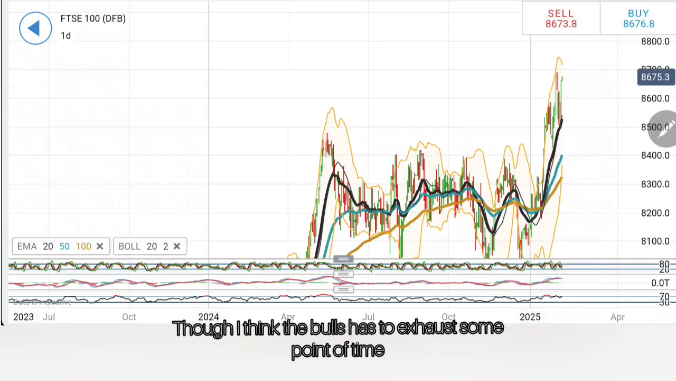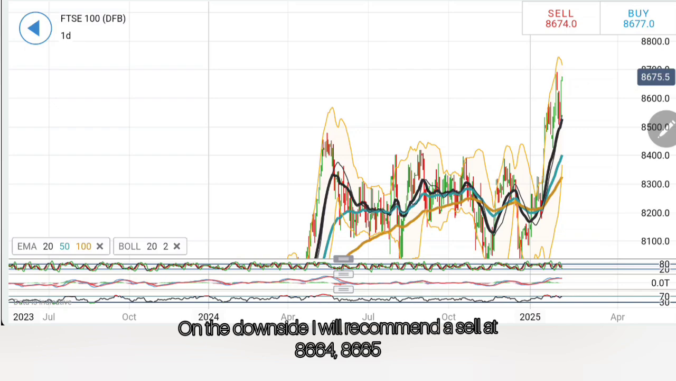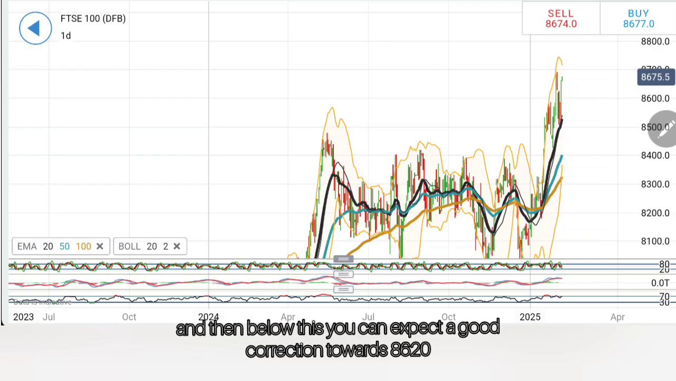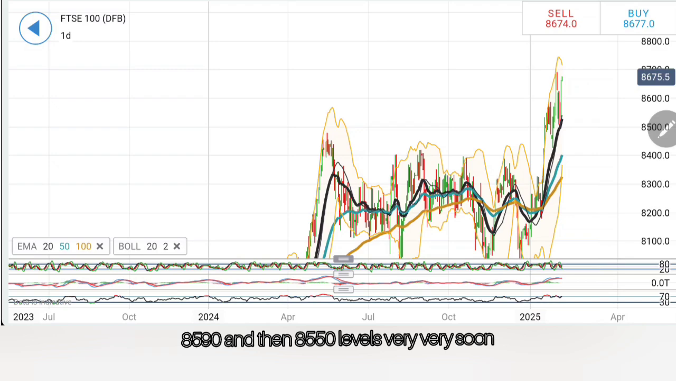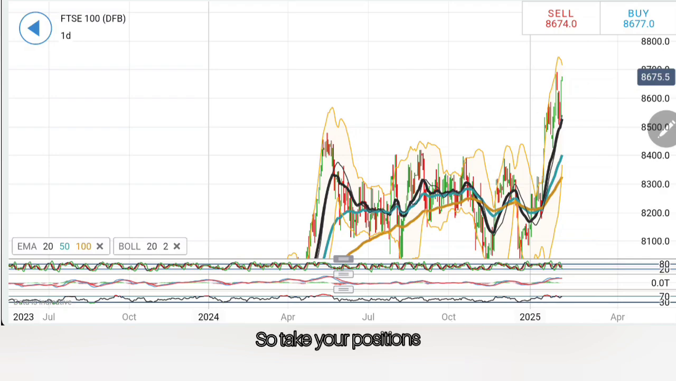Though I think the bulls have to exhaust at some point of time, right now it is not showing any bearishness. On the downside, I will recommend a sell at 8664, 8665. Expect 8650 as the first target zone, 8640, 8635 at the second, and then below this you can expect a good correction towards 8628.5, 8590, and then 8550 levels very, very soon. Right now, it is not showing any bearish risk. So take your positions, take your trades accordingly.